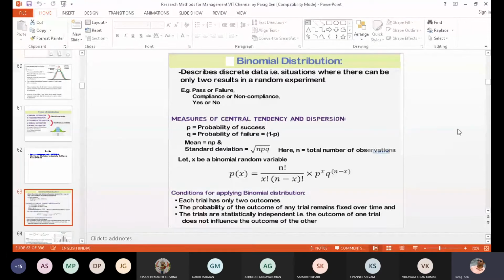The binomial distribution describes discrete data. It means situations where there can be two results in a random experiment. For example, pass or failure, compliance or non-compliance, yes or no. In total quality management there are control charts for attributes. There, the P chart, C chart and U chart are used. The P chart and NP chart are used for the defectives, whereas the C chart and U chart are used for the defects.